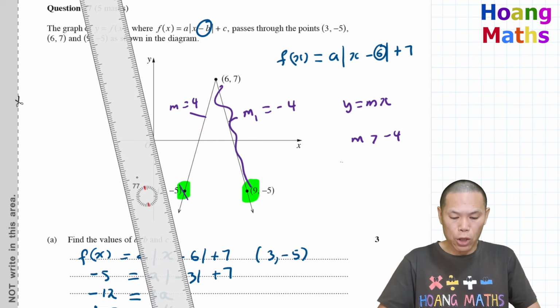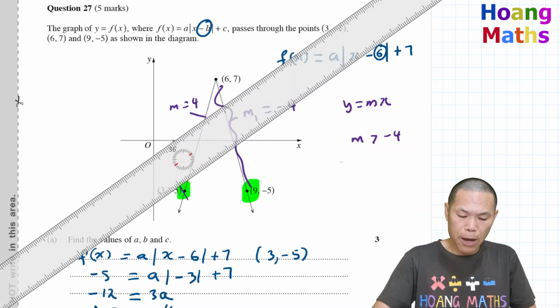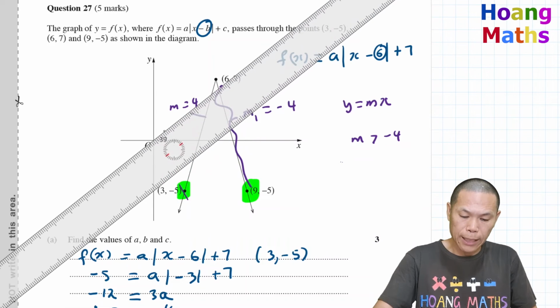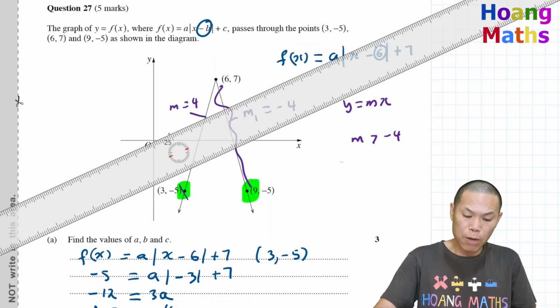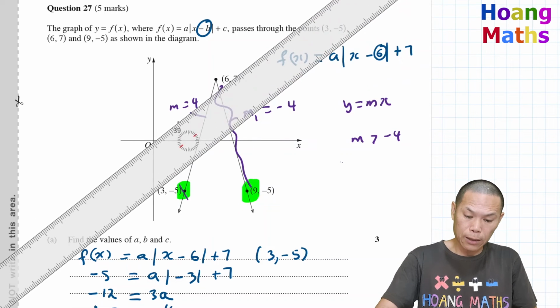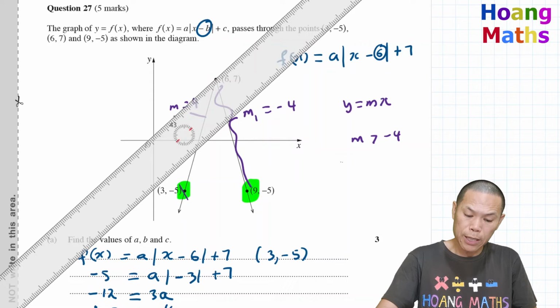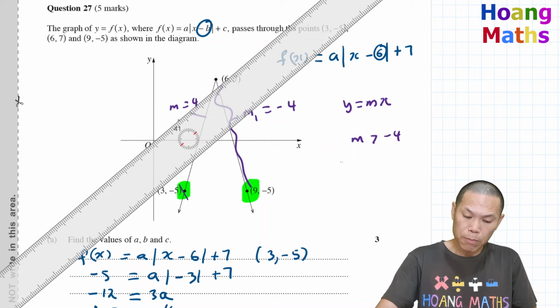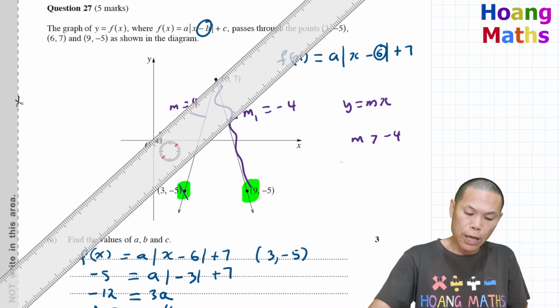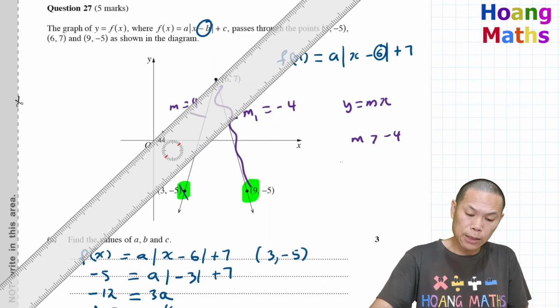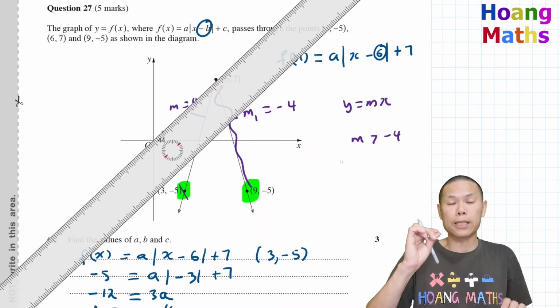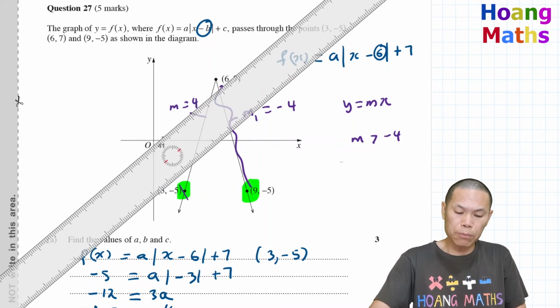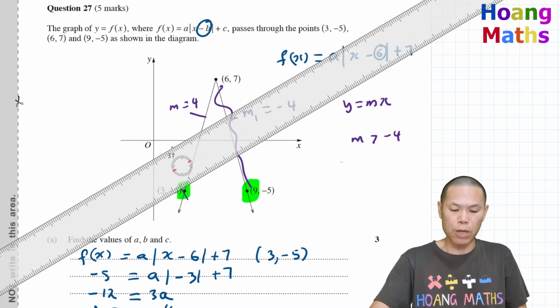Now for m positive, if you think about it, positive m will be like this, okay? So therefore, the maximum that can go through is here. The line must be just below the point 6, 7 in order to cut the absolute equation twice, okay? Keep that in mind.